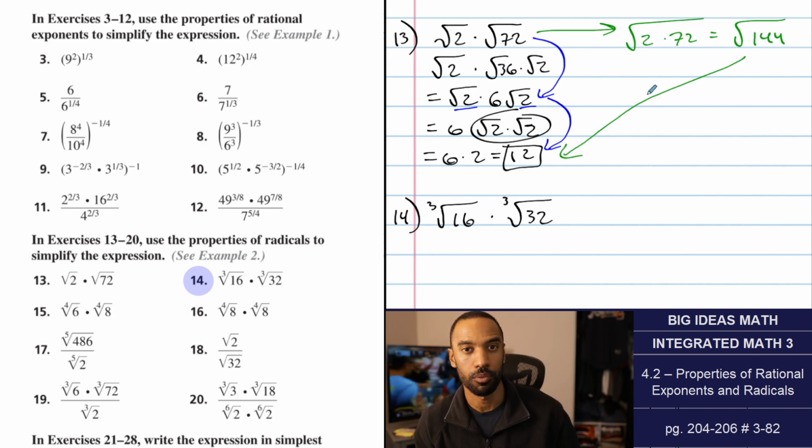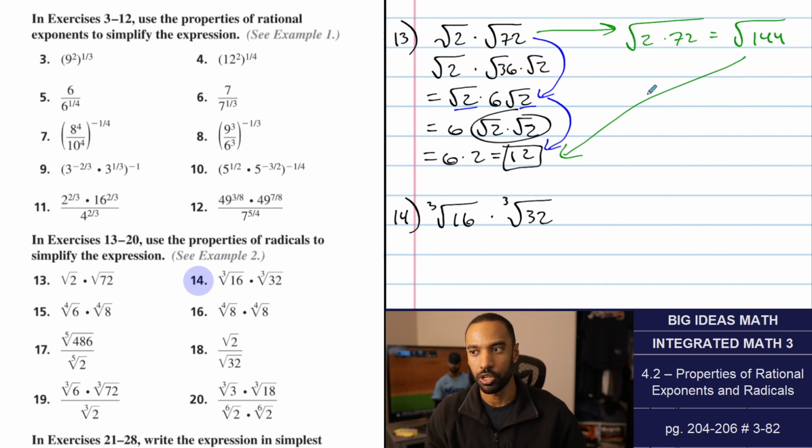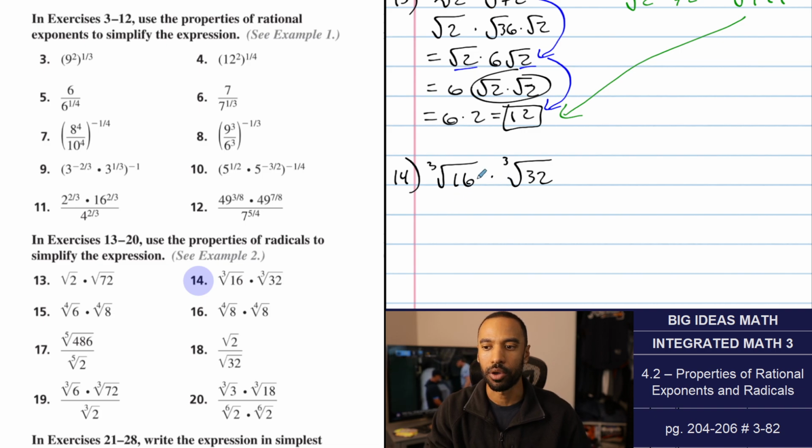Sure, if you knew that it would be a perfect square value. If you didn't, you're just making a bigger number out of that. It's easier to make smaller numbers out of it if you can. Likewise, I can do 16 times 32, get 512. And if you know the cube root of 512, which is a perfect cube, then you get your answer.